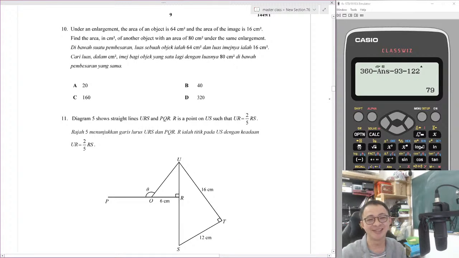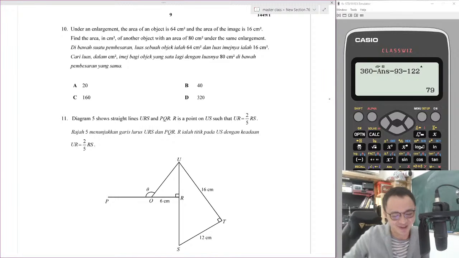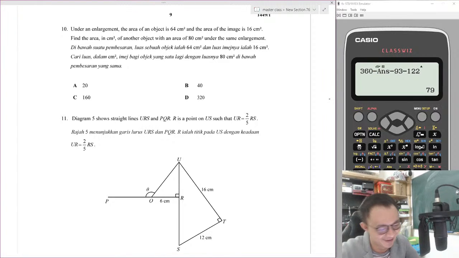Because just now I still thought 1.5 hours is too much for 40 questions. Now I regret saying that, because already 40 minutes have passed and we're still on question number 10. Yeah, I'll try my best.